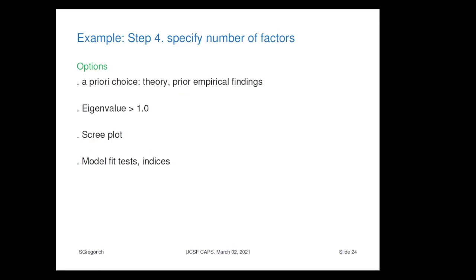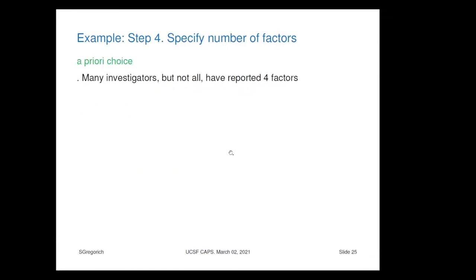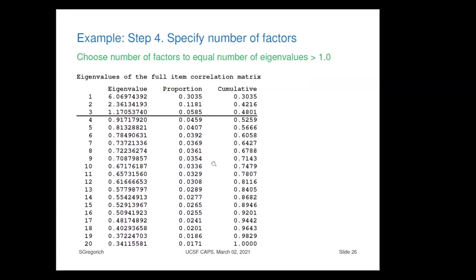Specifying the number of factors. Again, we've got some choices here. It could be a priori, which would be good, or some empirical options. For a priori, many investigators, not all, have reported 4 factors. It's pretty typical, 4 factors. For eigenvalues, these are the eigenvalues. You get 1 eigenvalue for each item. There were 3 eigenvalues that were greater than 1, so that suggests 3.